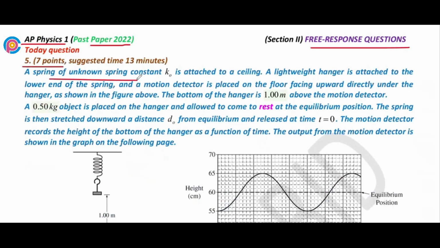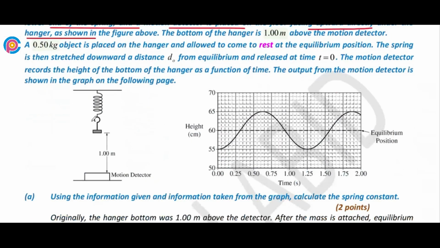The question is: a spring of unknown spring constant k naught is attached to the ceiling. A lightweight hanger is attached to the lower end of the spring. A motion detector is placed on the floor facing upward directly under the hanger, as shown in a figure like this. Now, the bottom of the hanger is 1 meter above the motion detector.